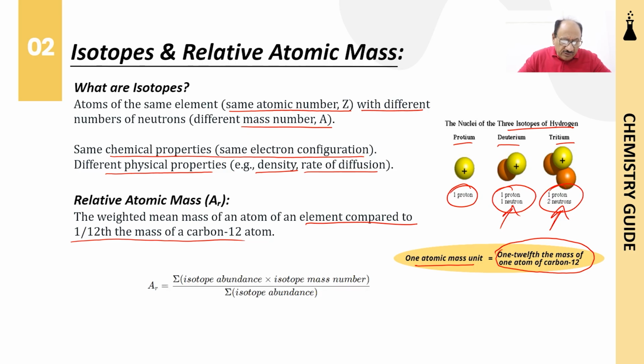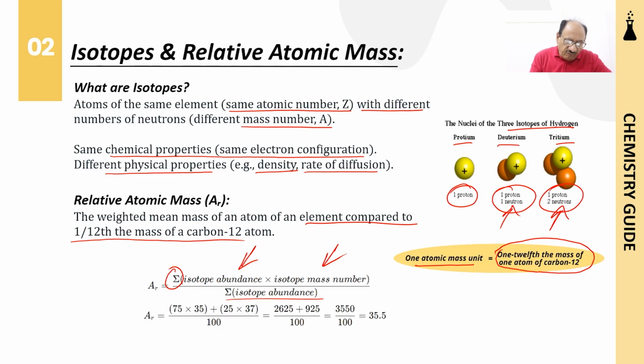The formula for relative atomic mass: if we have the percentage abundance, we use that percentage abundance, take the sum of those products and then divide by the sum of the isotopic abundances. So this is how we do the calculation: 75% multiplied by the isotopic mass, which is 35, plus 25% abundance multiplied by 37, divided by 100, and this will result in 35.5, which is approximate.